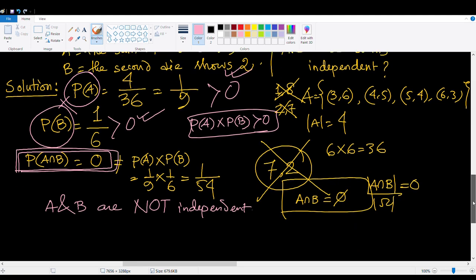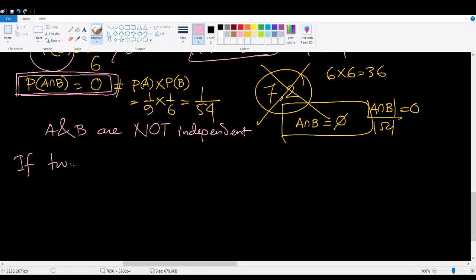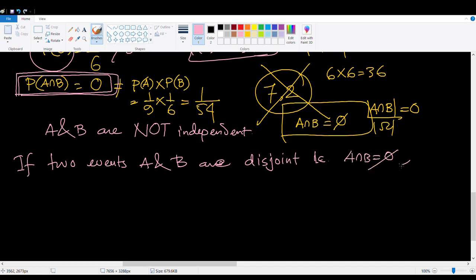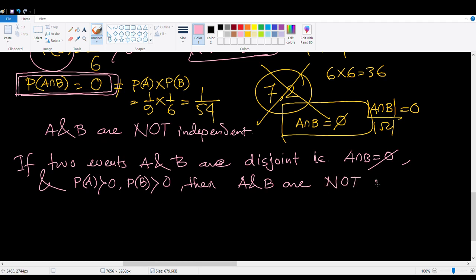So we can come to a conclusion that if two events A and B are disjoint, which means A intersection B equals null, and P of A greater than 0, P of B greater than 0, then A and B are not independent, because this P of A intersection B will always be 0, and the right hand side will be some positive figure, which is the product of P of A and P of B. So A and B cannot be independent events if both of the events are disjoint and both of the probabilities of those events are greater than 0.